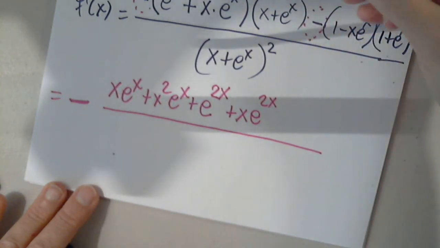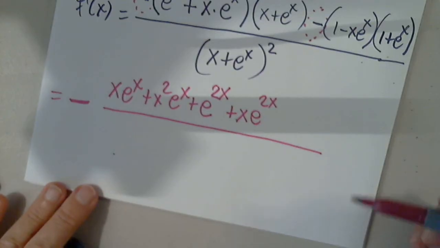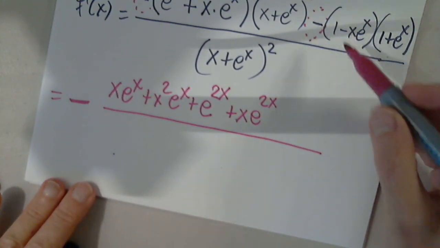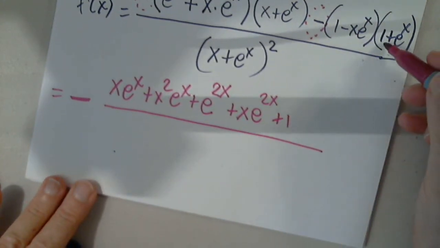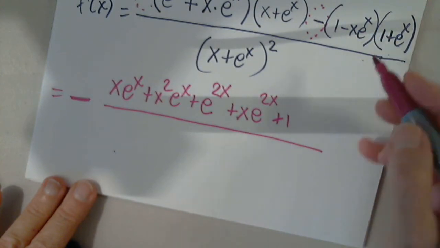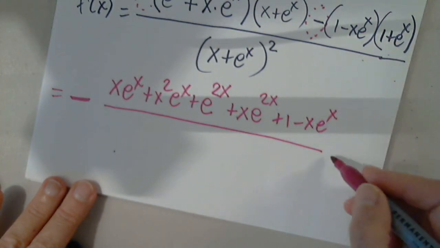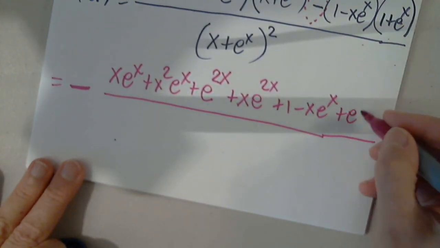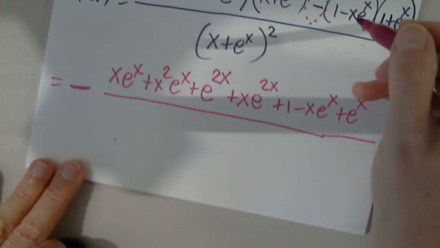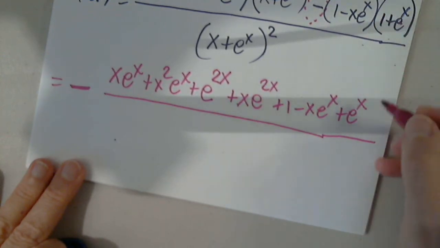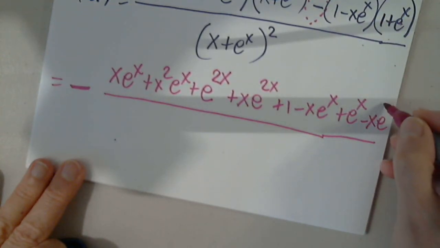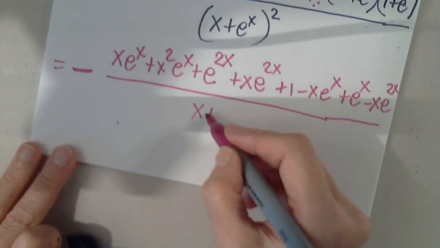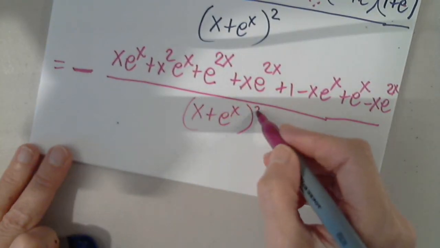So this is now this product. Remember, this is plus now. 1 distributed to 1, plus 1. 1 distributed to negative x e to the x. e to the x distributed to 1. e to the x distributed to negative x e to the x is negative x e to 2x. All over x plus e to the x squared.